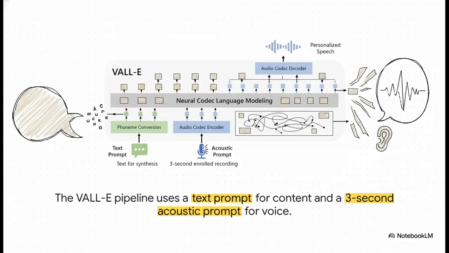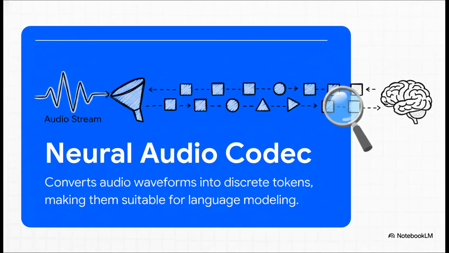And this diagram shows the entire data flow, start to finish. Over on the left, you've got your two inputs, the text you wanted to say, and that 3-second audio clip for the voice. The text gets turned into phonemes, and the audio gets crunched down into those discrete tokens we just talked about. Both of those get fed into the core language model, which then predicts a brand new sequence of audio tokens. And finally, a decoder turns those tokens back into an audio waveform. Boom, personalized speech.